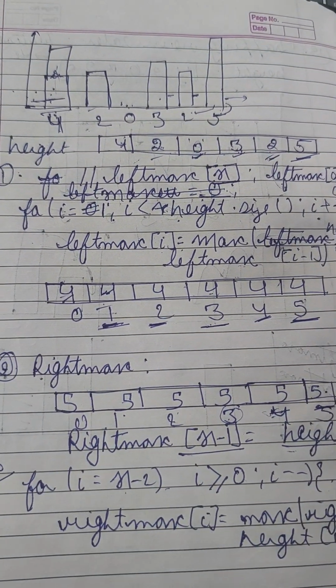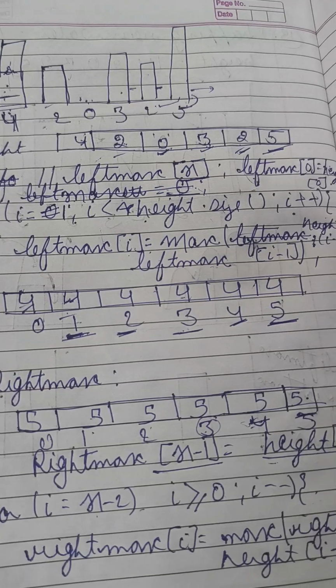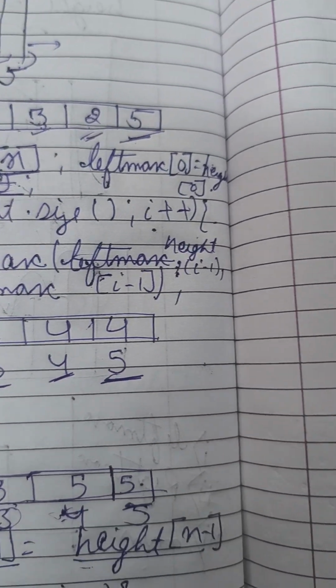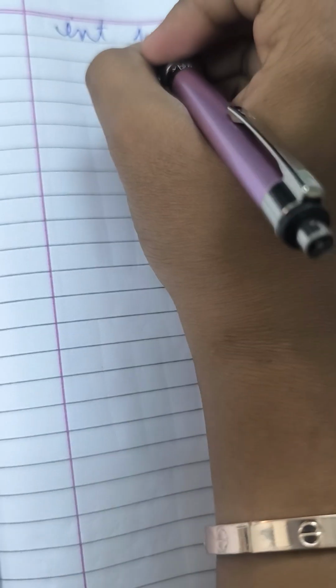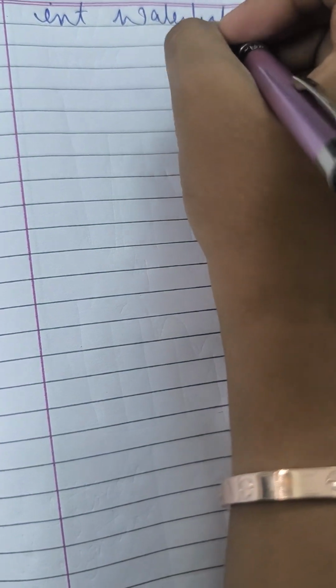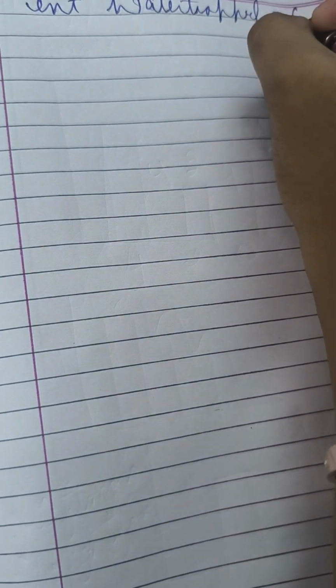Now, in order to take out the current water trapped, what we have to do further is create int water trapped equals to 0. I am creating one variable where the water trapped is going to be stored, right now it is 0. Now what I am going to do is find the minimum of left max and right max, right?